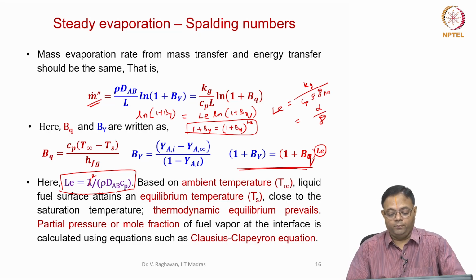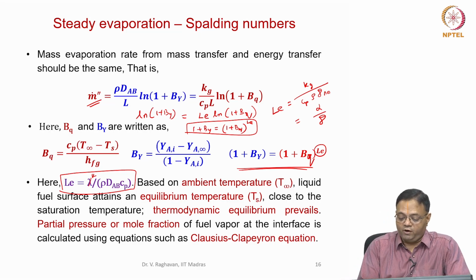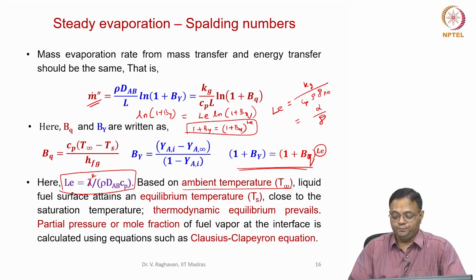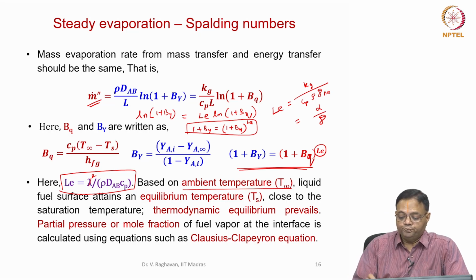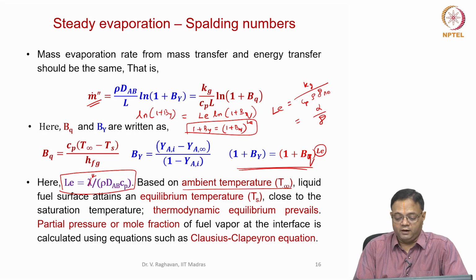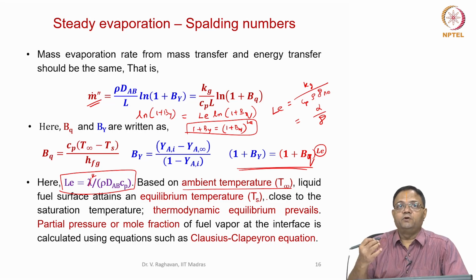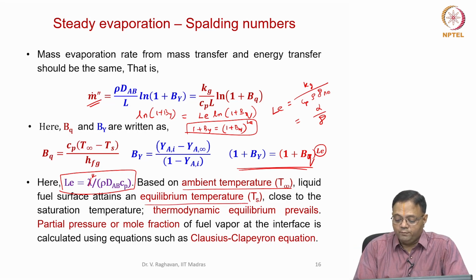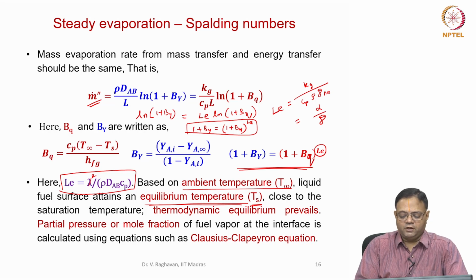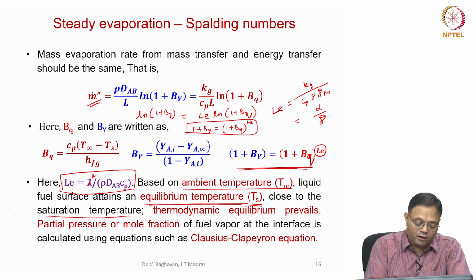How to solve this problem? To get the values, first of all, there is a fixed ambient temperature. Now, based upon the ambient temperature, when the steady evaporation takes place, an equilibrium surface temperature is attained. Ts will become constant. This will be close to the saturation temperature or the ambient temperature, whichever is the lower value.